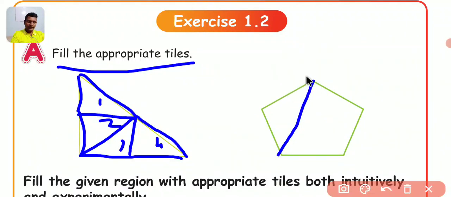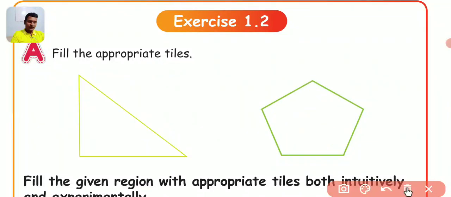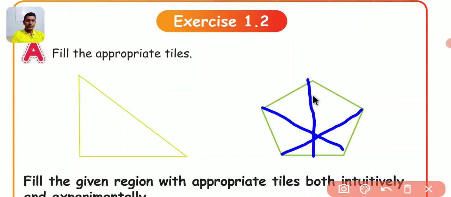Now I am taking the triangle. You see, sorry, this is not the right way. Here also you can see I am using triangles to fill this shape. 1, 2, 3, 4, 5. This is a pentagon. It has 5 sides. I am using the triangle to fill the pentagon. That's all.